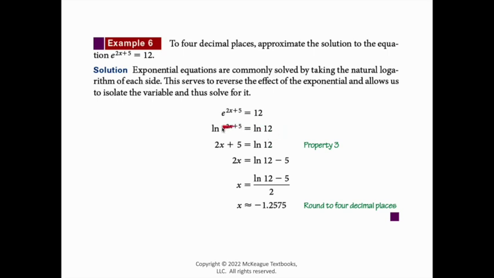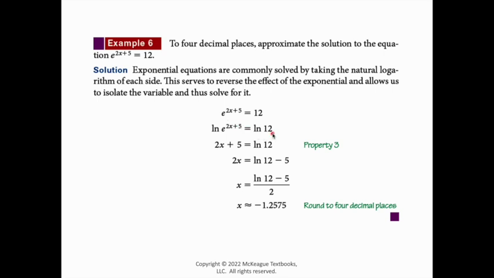However, we can take a look at this step and see what happened in between. The author of this book chose to look at this in a different way. The author chose to take the natural log of both sides. Remember that when we're dealing with equations, we can do whatever we want as long as we do it to both sides of the equation. So he took the log of both sides. So now we have natural log of e to the 2x plus 5 is equal to natural log of 12.